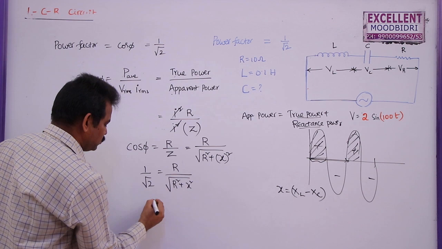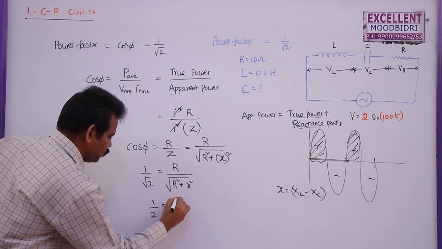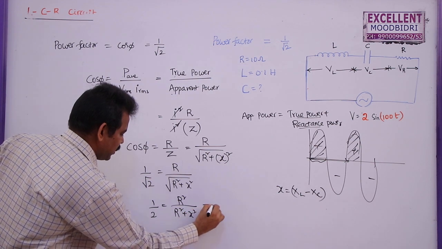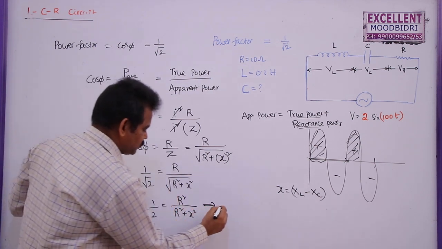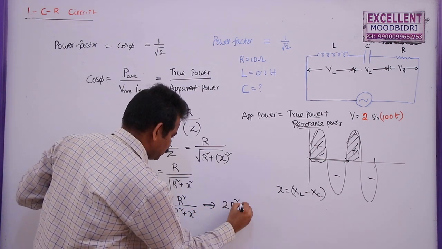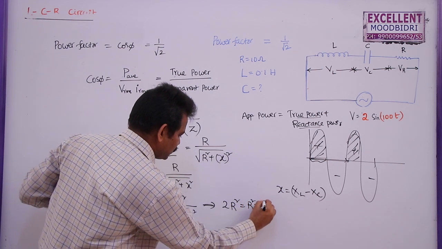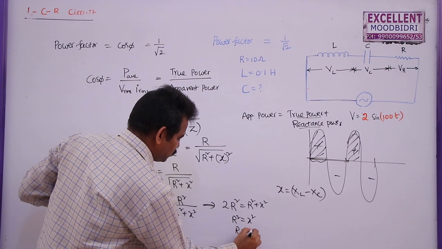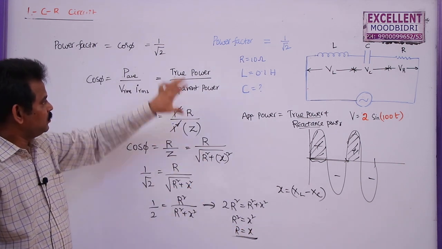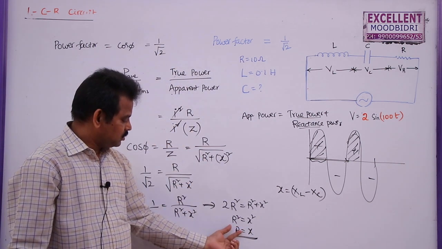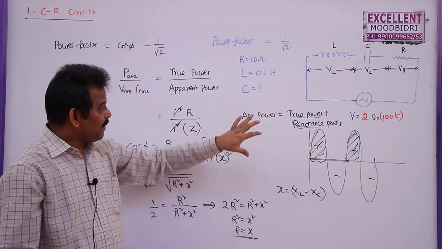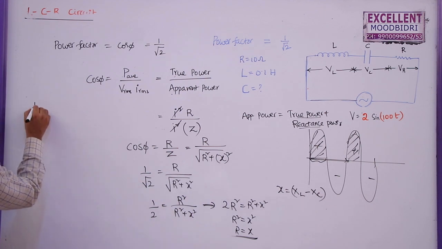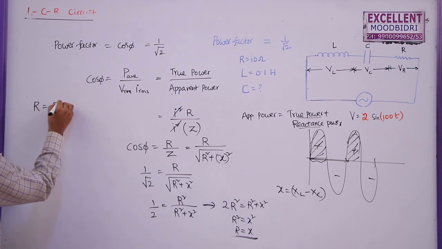Now squaring on both sides, you will get 1 by 2 is equal to R square by R square plus X square. From this, by cross multiplication, 2R square is equal to R square plus X square, or R square is equal to X square, R is equal to X. That means for this given problem, the resistance is equal to the combined reactance of inductor and capacitor. So I am going to use this concept here as R is equal to X.